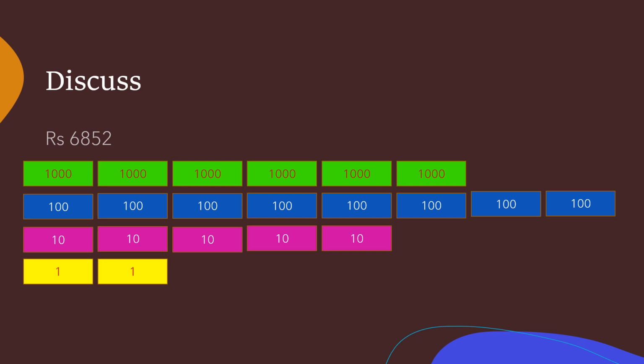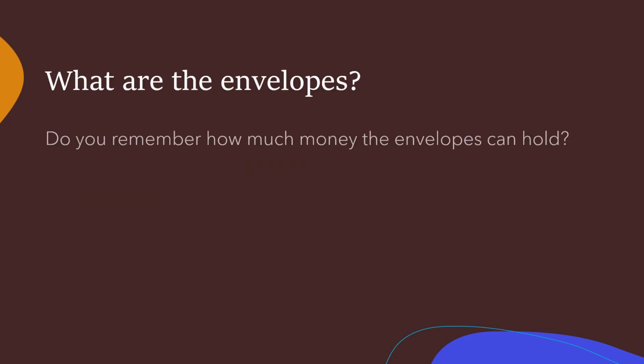How did you do it? You can check your results and then see how you do it. We will then continue with the discussion. What do you think the envelopes are? Do you remember how much money the envelopes can hold? That's right, 1, 10, 100, 1,000.